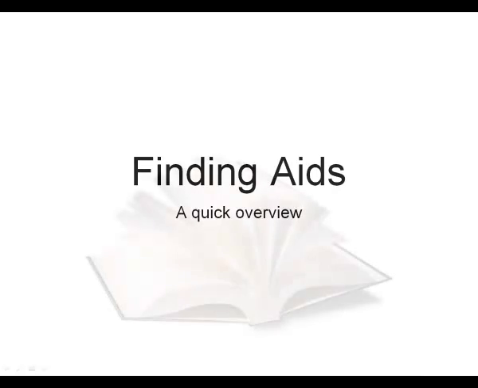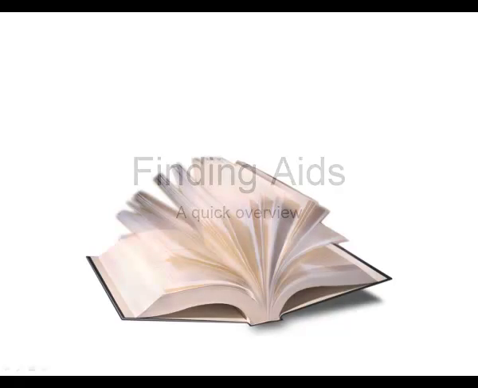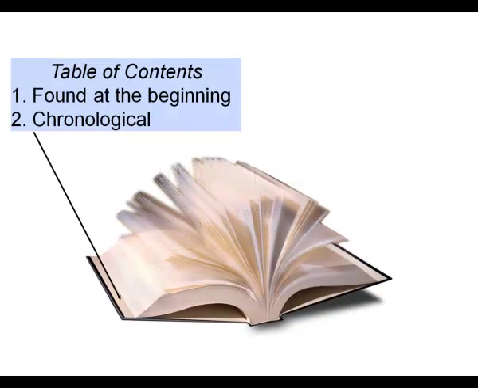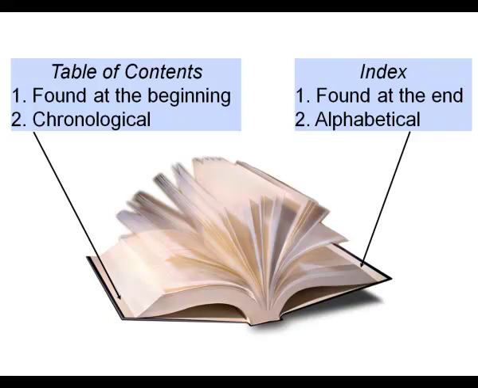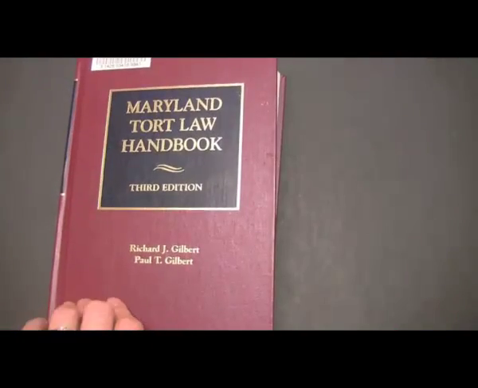So, what's the difference between a table of contents and an index, and why should you care? In a book, the table of contents is usually found at the beginning, and it describes the contents of the volume in a chronological manner. An index is generally found at the end and categorizes the topics covered in the book alphabetically.